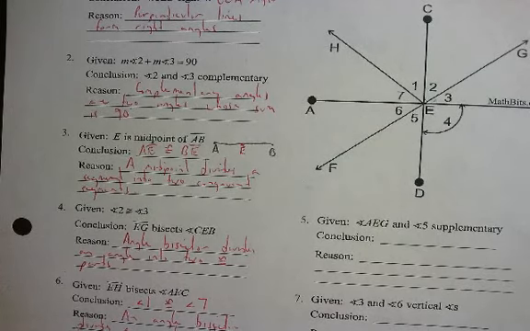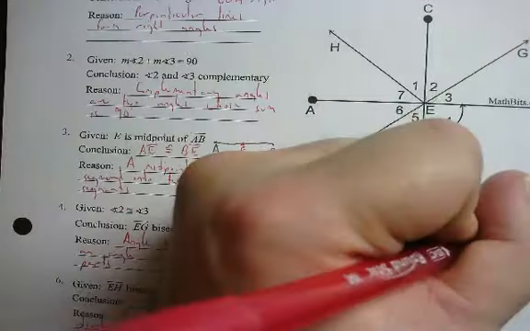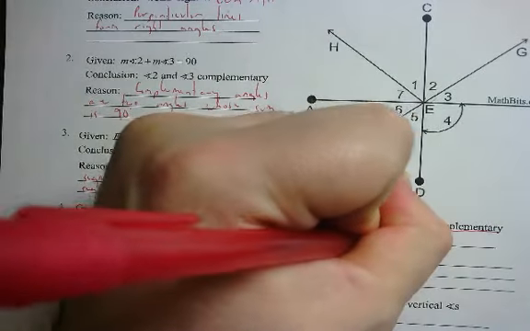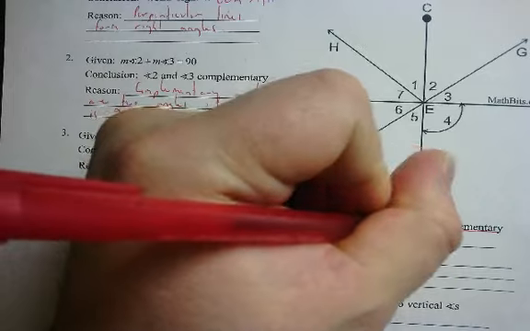Let's go to number 5 now. All right, I skipped number 5. Given angle AEG and angle 5 are supplementary. So think of the word supplementary. What does it mean to be supplementary? Well, to be supplementary, the angles add up to 180 degrees. So that's the conclusion we can make.